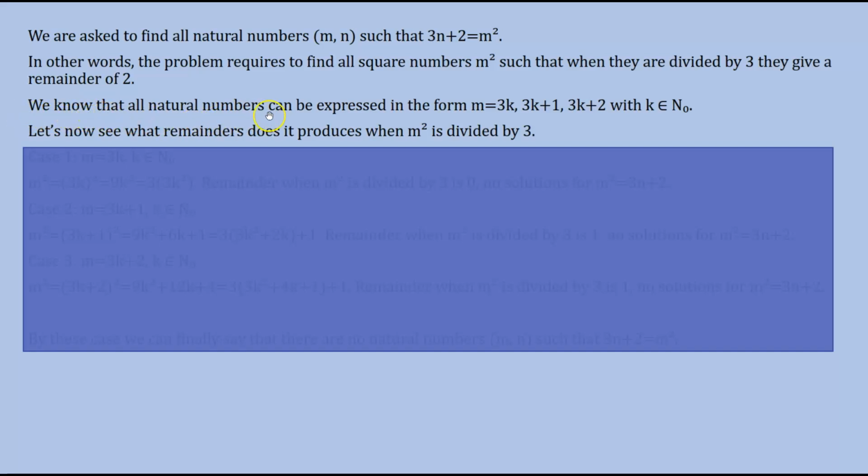So we know that all natural numbers can be expressed in the form m is equal to 3k, 3k plus 1 or 3k plus 2, with k part of the set of natural numbers including 0. These are the only possible manners you can express a number with base 3, and of course this means that the number can give a remainder of 0, 1 or 2 when divided by 3. Now we will see how our equation plays out in these three cases: when m is equal to 3k, 3k plus 1 or 3k plus 2.